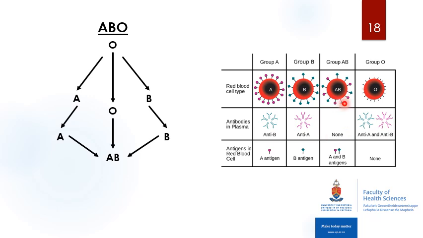And then lastly, if you look at AB, they can only donate to those that do not have A or B antibodies in the plasma, and the only blood group that doesn't have A or B antibodies in the plasma are other blood type ABs. So you can use this diagram to determine who can donate to who in the ABO system.